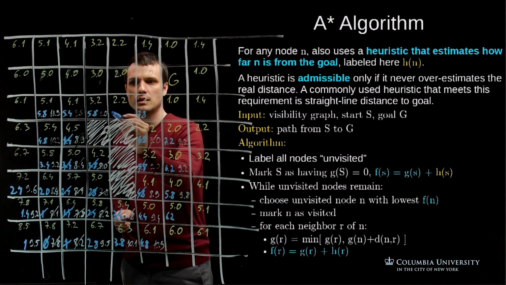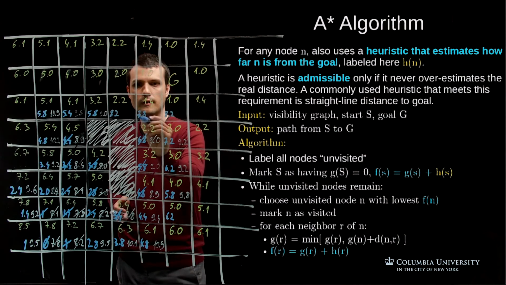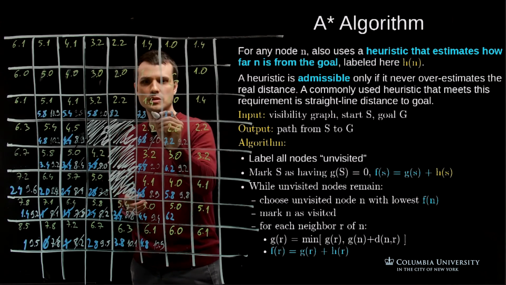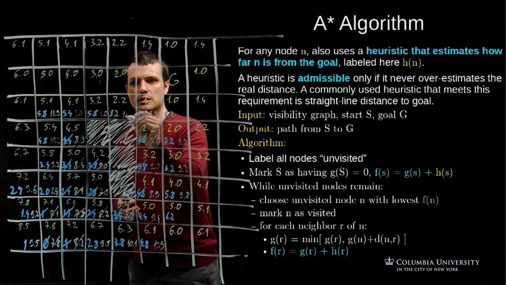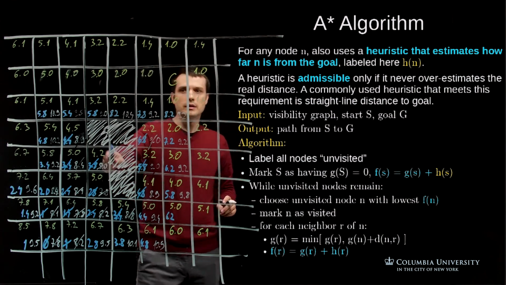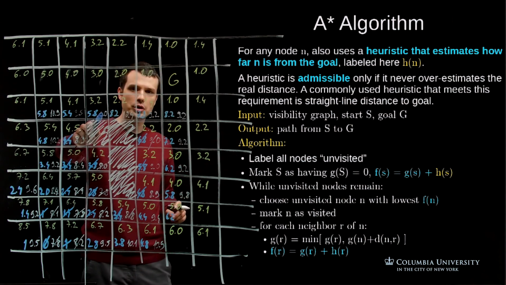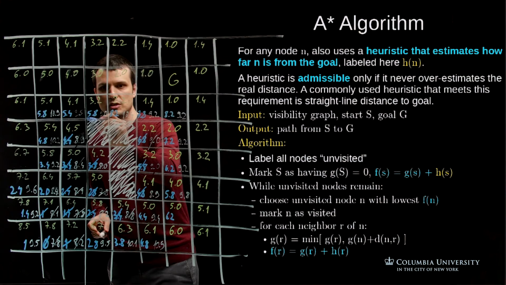7.8, 8.2, 8.2, and then sums, so 9.2 here, 10.4, 9.2. Just for completeness, I have a 9.0 here. This is interesting. Now I visit this node.